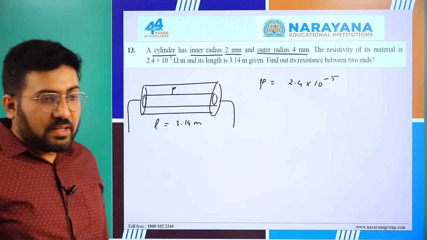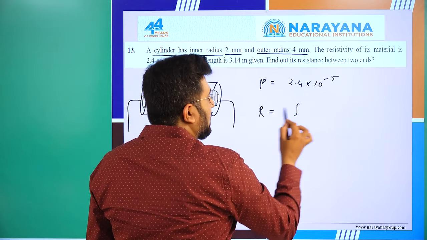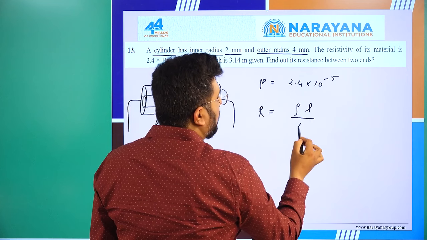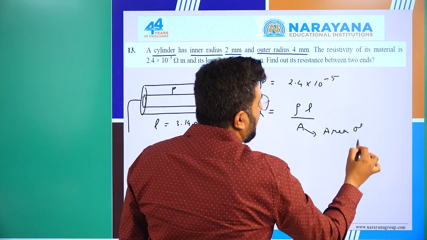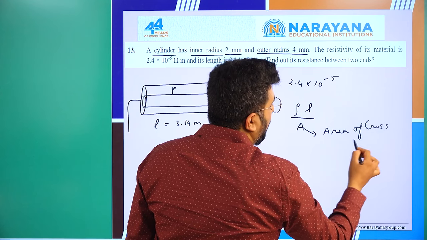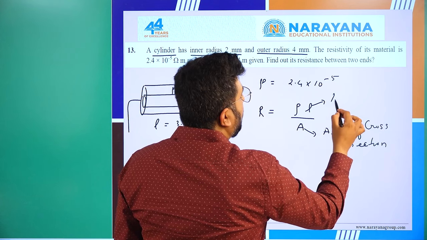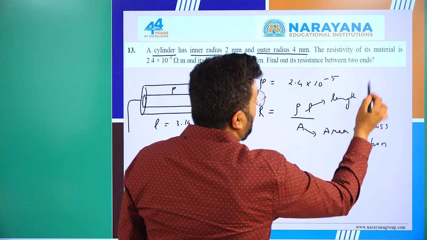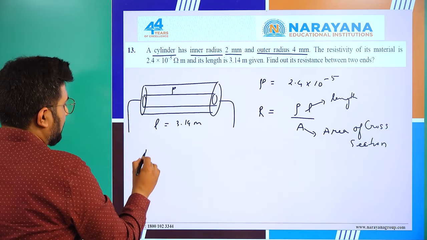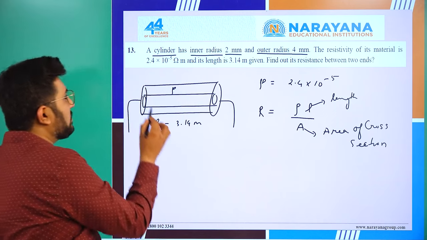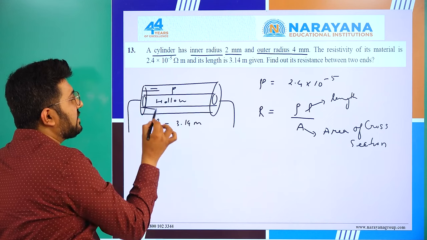So you know that the resistance between the two ends will be given by rho L by A, where A is the area of cross section and L is the length of the conductor. So they have given you everything. So what is the area of cross section first? See, this part is hollow. The charge is flowing in this region.